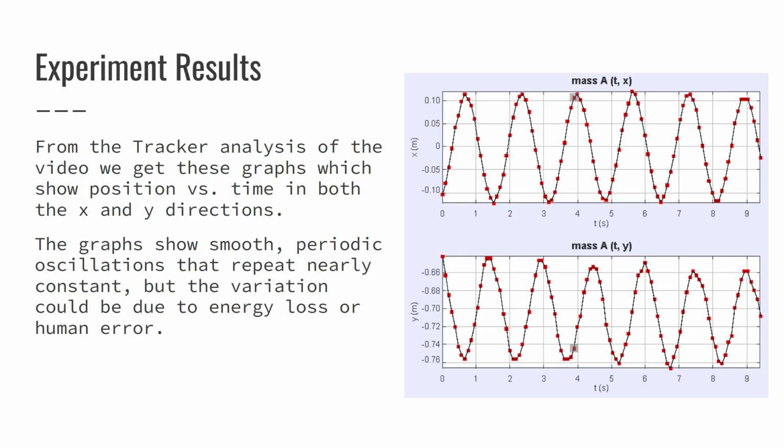The experiment's results. From the tracker analysis of the video, we get these graphs which show the position versus time in both the x and y directions. Now, the graph shows smooth periodic oscillations that repeat nearly constant, but the variation could be due to energy lost or some human error in the tracker data points.